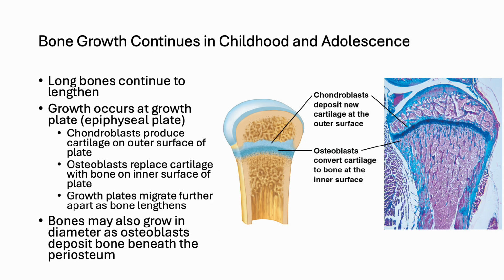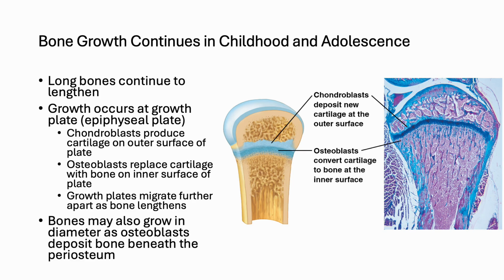After birth, bones continue to lengthen and thicken, particularly during childhood and adolescence. This growth occurs at the epiphyseal plates, also known as growth plates, located near the ends of long bones. Chondroblasts actively produce cartilage at the outer surface of the plate, while osteoblasts replace the cartilage with bone at the inner surface. This process pushes the growth plates apart, lengthening the bone.